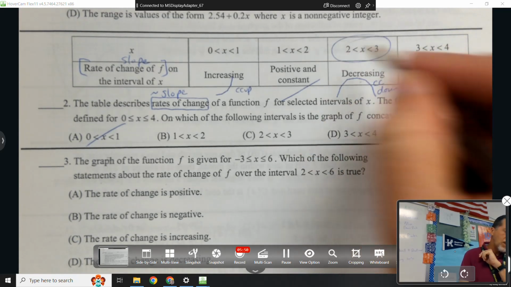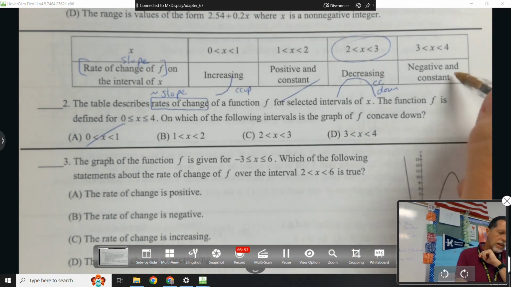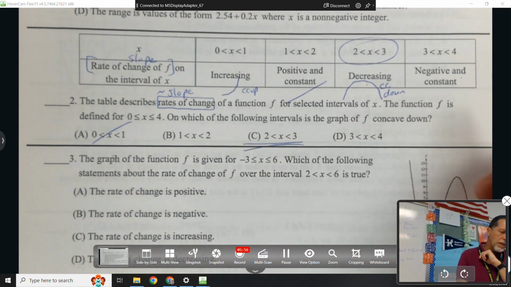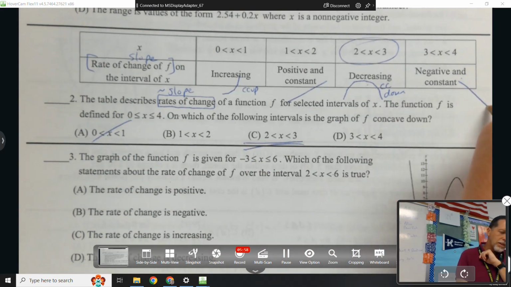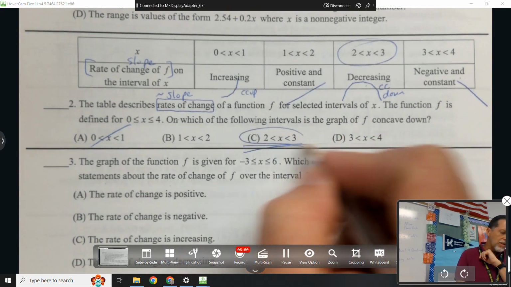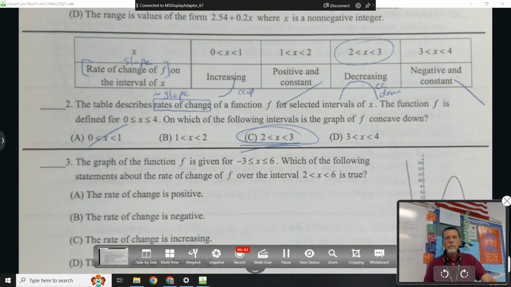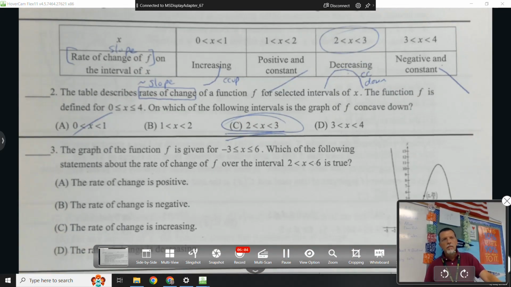So I think that's the one we're looking for. Negative and constant, just to verify, I'm pretty sure it's C, but negative and constant would look like that. So yeah, that's not concave down. So it's C. So I like those kind of questions. Concept questions. Didn't have to do any, it's all math, but it wasn't computations.